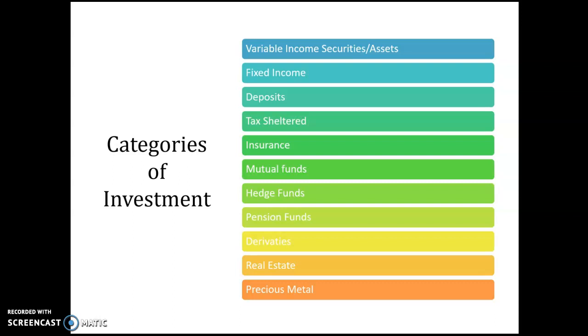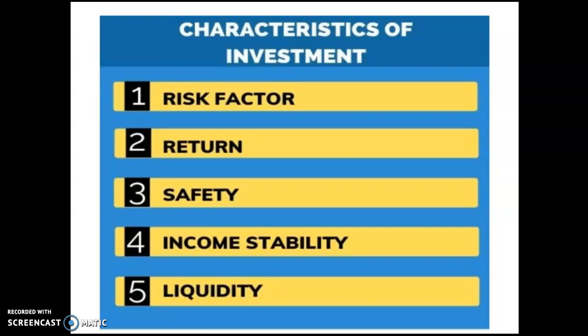Then we have precious metals like gold and diamond, where if you invest now, the price is expected to rise in future. So these are some categories of investment, or investment alternatives, which are supposed to be invested in by investors. Next, characteristics of investment.